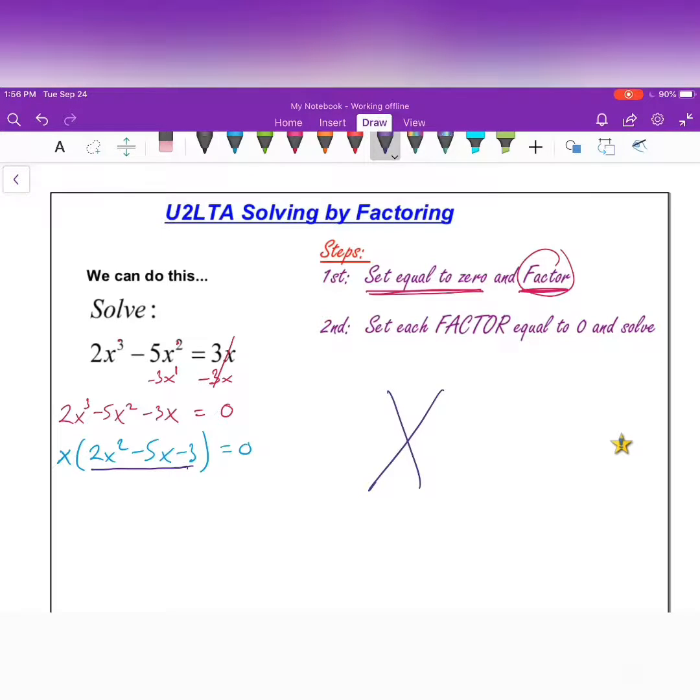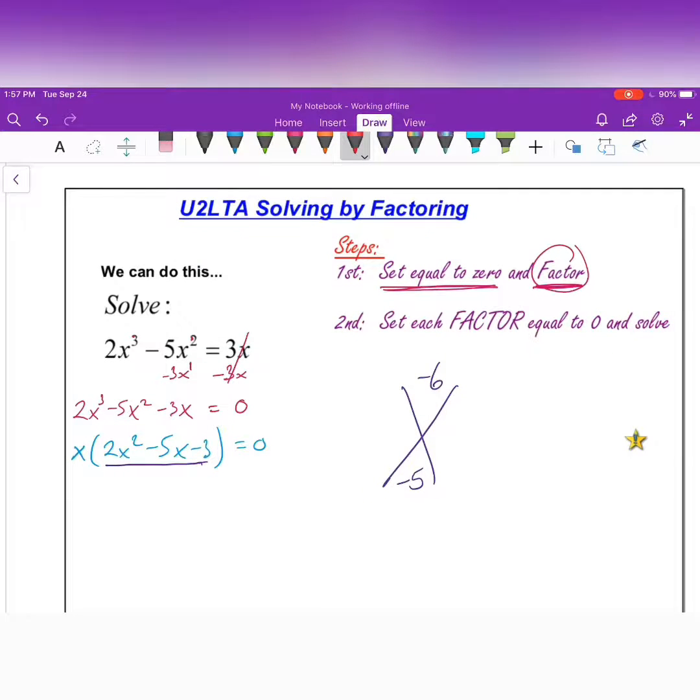So a times c is going to be 2 times negative 3, so that's a negative 6. B is negative 5. Now this is one of my favorite problems because there could be a couple of numbers that you're thinking about that might work. So first off, the only 2 types of numbers that multiply to be a negative are a positive and a negative. That'll help you out a lot. Now you want it to add up to be negative. So the bigger number has to be negative. So a negative 6 and a positive 1 are going to work here.